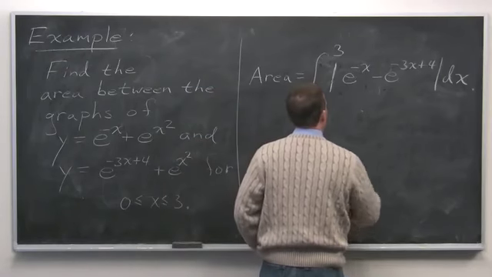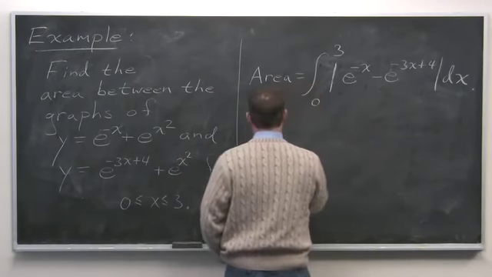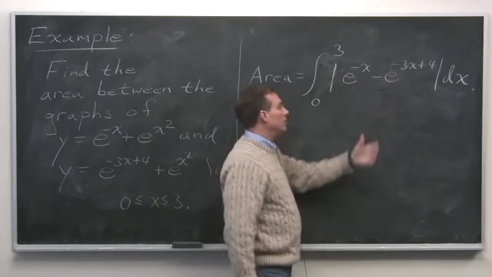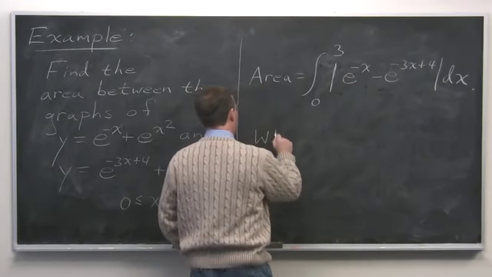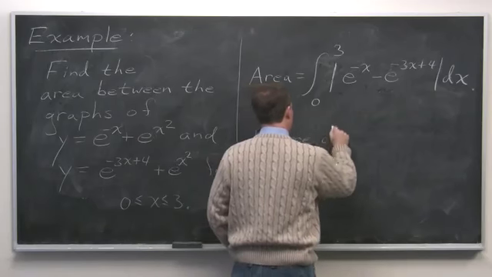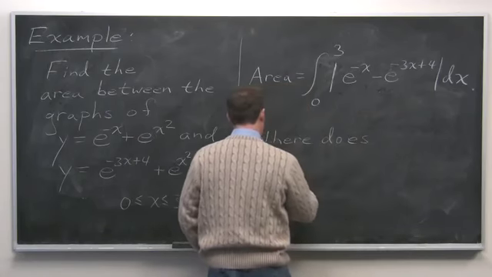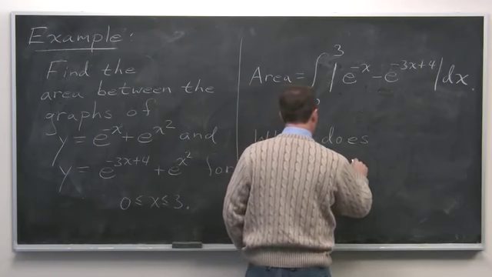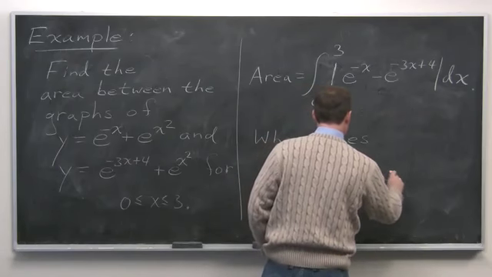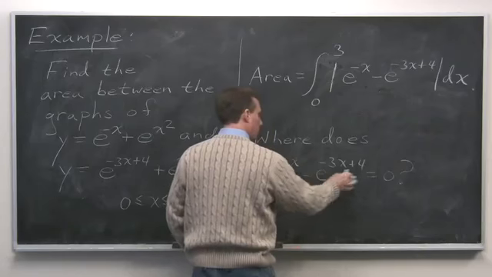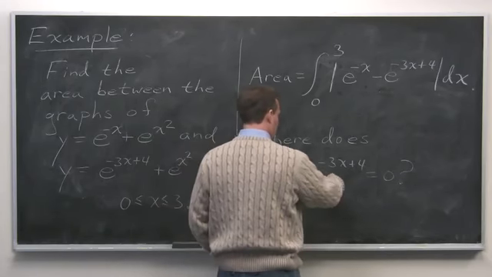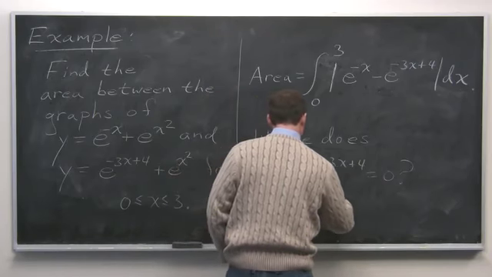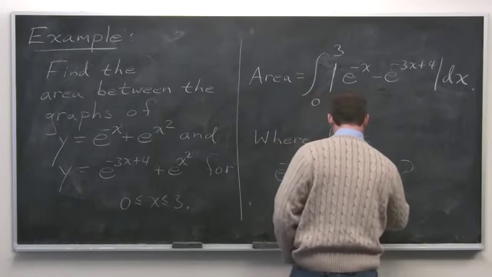Right now, why don't we figure out where this function's positive and where it's negative. So this is a continuous function. We find where it's 0: where does e to the minus x minus e to the minus 3x plus 4 equal 0? Well, put one of these on the other side. I'll put the e to the minus 3x plus 4 on the other side. This is where does e to the minus x equal e to the minus 3x plus 4?